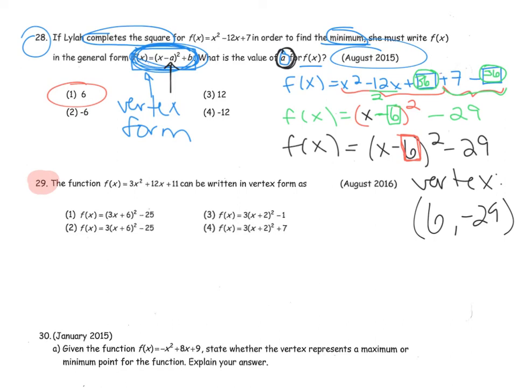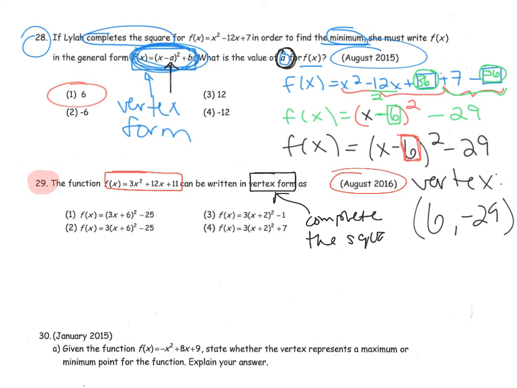All right, so for question 29, we have the following equation can be written in vertex form as which of the following? Okay, and again, this is another Regents question. Now, you guys got to remember, when I say vertex form, that's synonymous with using the complete the square method. Okay, so if I say vertex form, you should be thinking complete the square method.